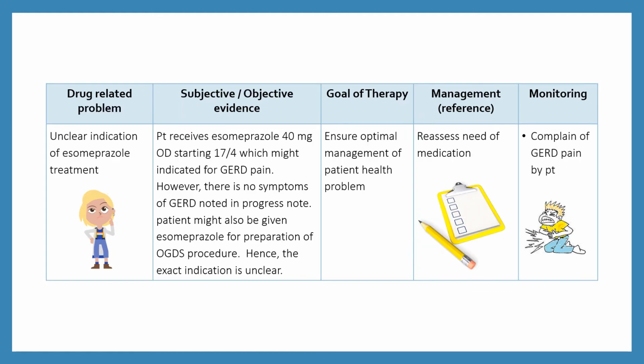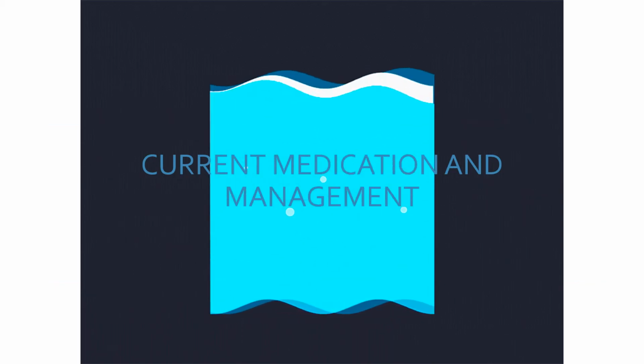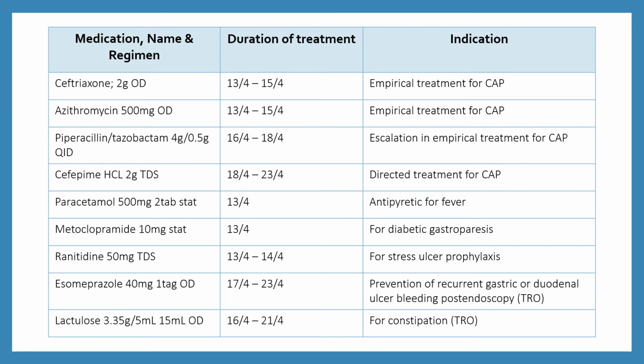Apart from that, there is an unclear indication of esomeprazole treatment. This patient received esomeprazole dose indicated for gut pain. However, there is no symptom of gut pain such as heartburn noted in the progress note. Hence, there is an unclear indication of why esomeprazole was given to this patient. Hence, we need to reassess the need of medication and we need to closely monitor any complaint of gut pain by the patient. This is the current medication list for our patient.